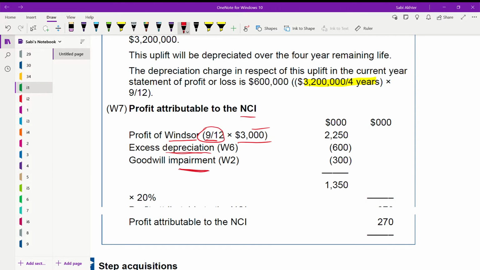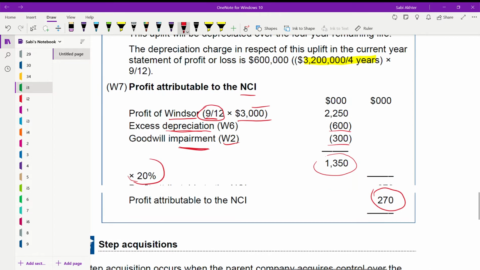So excess depreciation we have already calculated, 600. Goodwill impairment, 300. Goodwill impairment we have done in working 2. From there you can just take the figure here, and when you are taking it, NCI is 20%, because we have bought 80%. So you have to take 20% of this, and that profit will go to the NCI, and this you have to record in the statement of profit and loss.